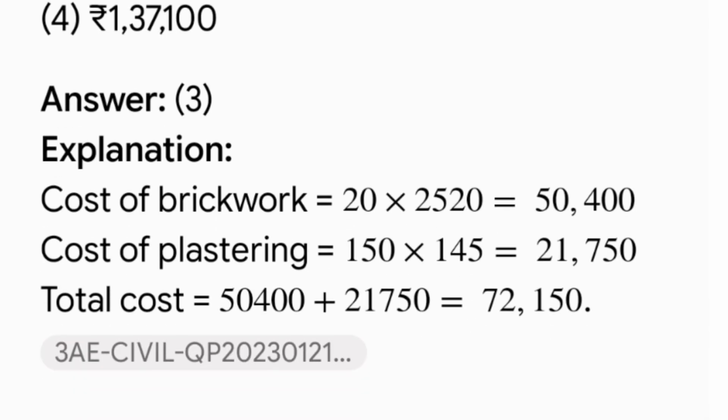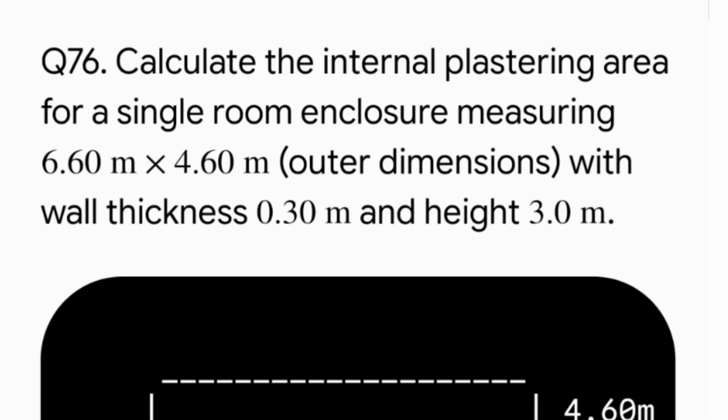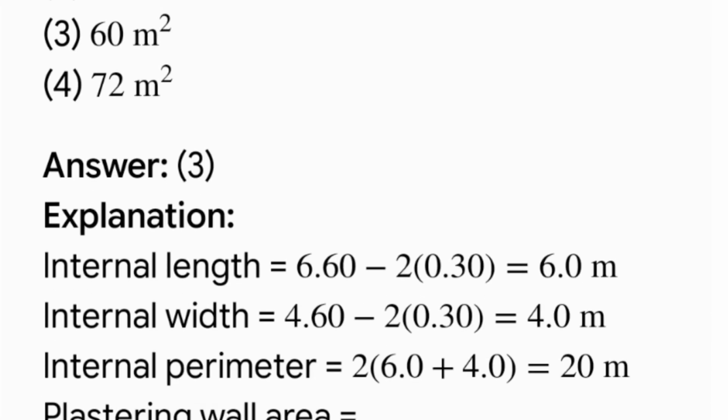Next question. Calculate the internal casting area for a single room enclosure measuring 6.6 meter by 4.6 meter outer dimensions with wall thickness of 0.3 meter and height of 3 meter. Correct answer option 3, 60 meters square.